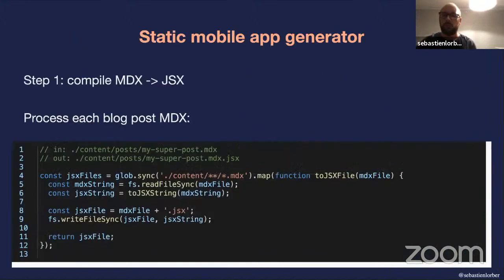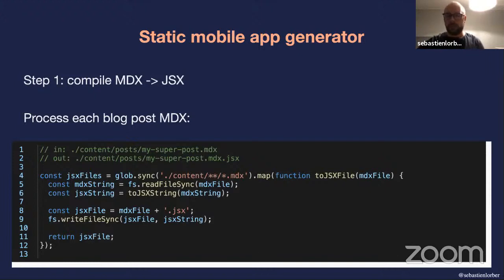The first step is to be able to take a folder full of MDX files. For example, here I have the content folder. For each of the files in this folder, I will read the file, obtain the source code as a string, and then I will transpile the MDX to a JSX string and then write it back to the file system so that in the end, we have real components written in the file system.